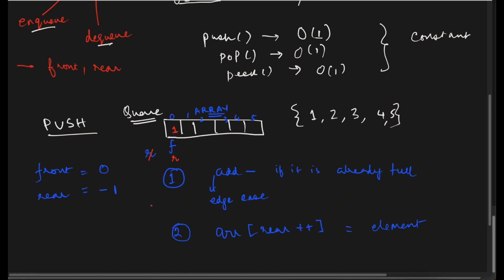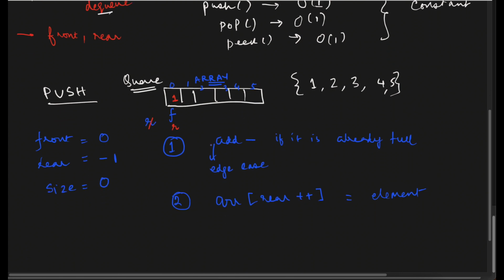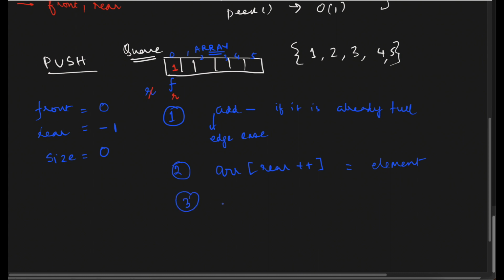After that, the third step is that we also have to keep another variable which is going to keep track of the size. Size as in the size of the array, because it's a fixed data structure. So we need one more variable. I will just say size plus plus. The size of the array is increased by 1. Initially it was 0. So now size is 1.